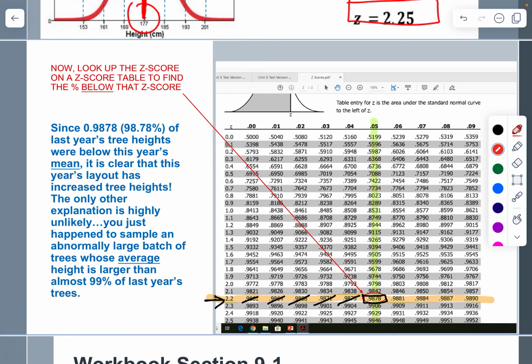The only other option really is like you just so happened to pick an abnormally large batch of your sample and it gave you a larger average, and everything else is actually just the same height or smaller, right? But that's not very likely to happen because it was a random sample, right? But our trees are significantly larger this year in comparison to last. So moving the trees definitely helped.